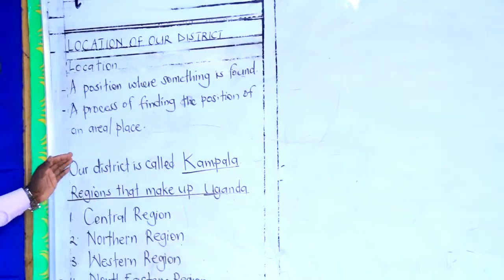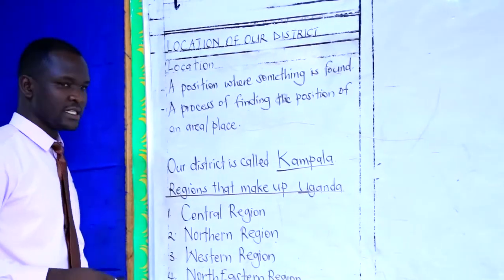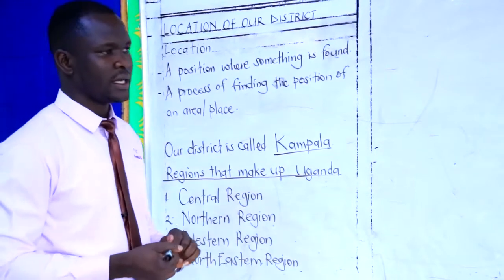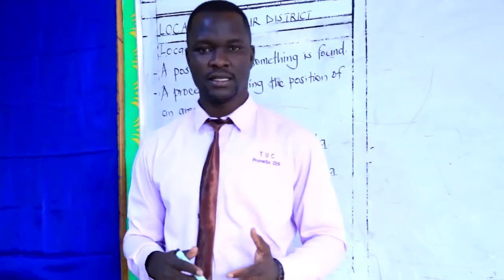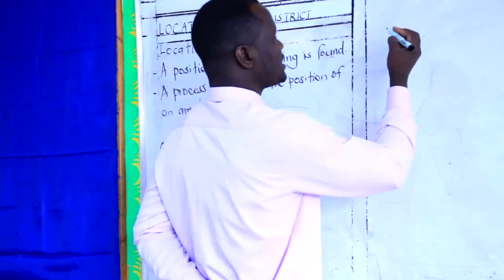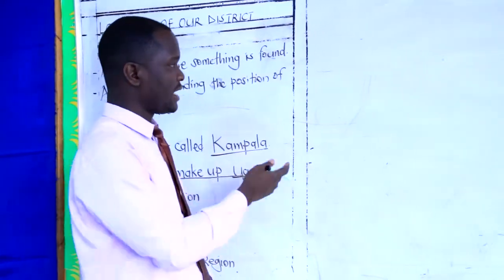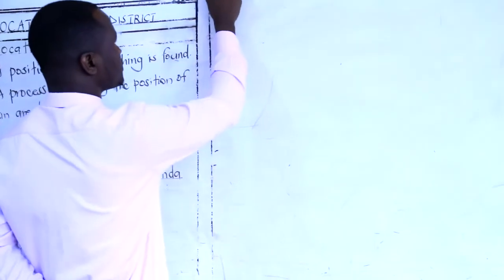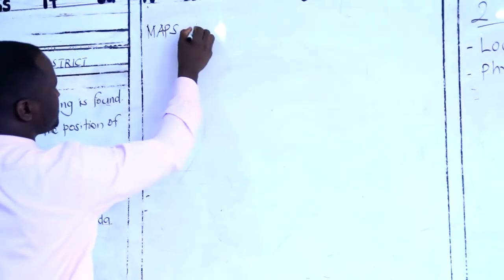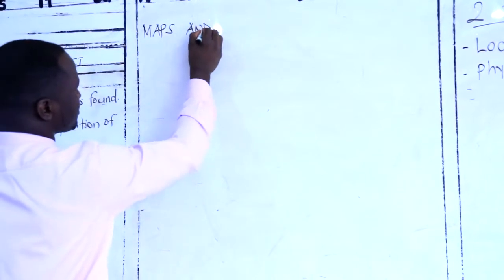Now, when we are looking at location of our districts, there are things that we need to first go back and understand, which we discussed in previous classes, like Primary 3 and downwards. They are the ones that we are going to use to guide us through this lesson. So we are going back to understand what we call maps and pictures.